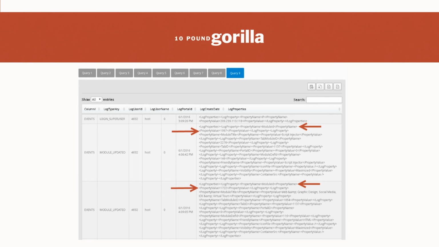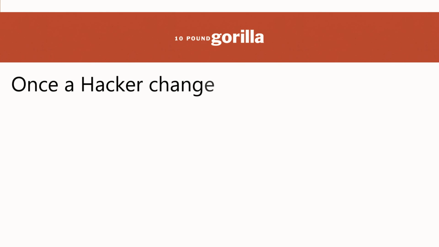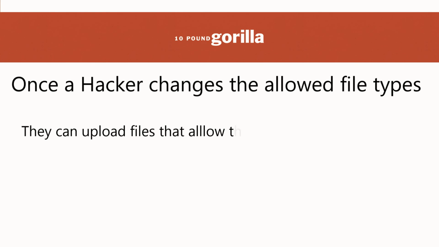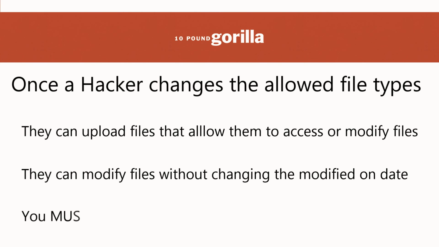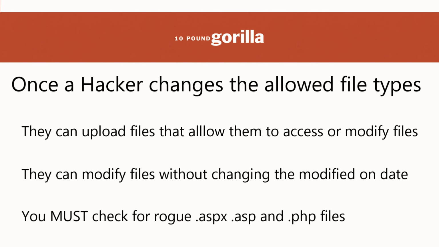This is going to give you a good look at the database and what the user has done inside of DNN. Now, something you have to consider is that we looked a while back at the fact that they added into the allowed file types .aspx, .asp, and .php. That gives the hacker the ability to upload a rogue ASPX, ASP, or PHP file that could grant them access to the file system, allow them to edit files, other processes on your server inside of your website. Now this can get a little bit more complicated because they also have the ability to edit files without changing the date. So this means that it's not always possible to just look for files that have a change date around the time that they access the system.